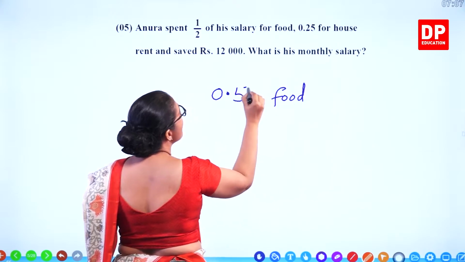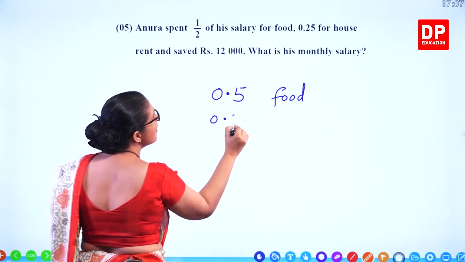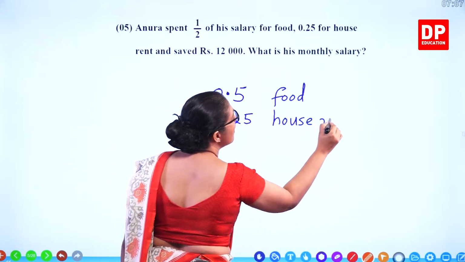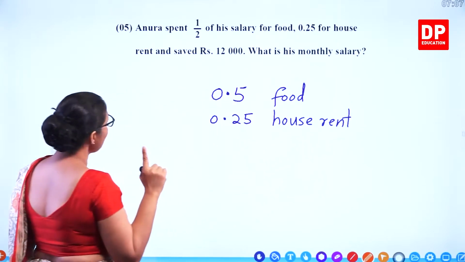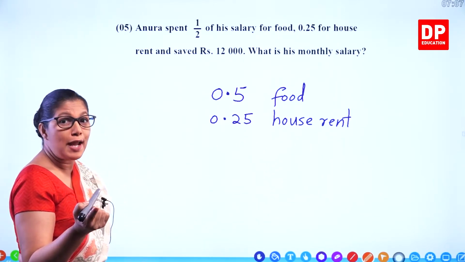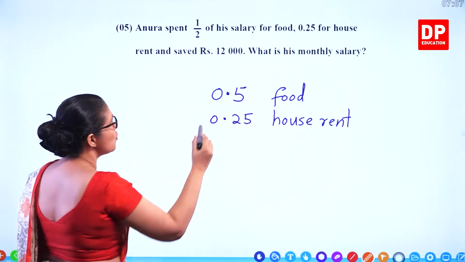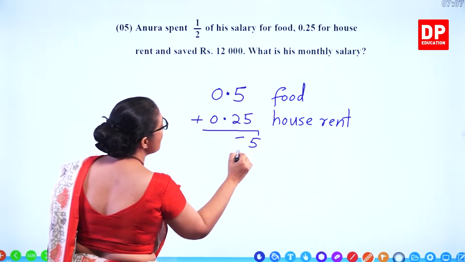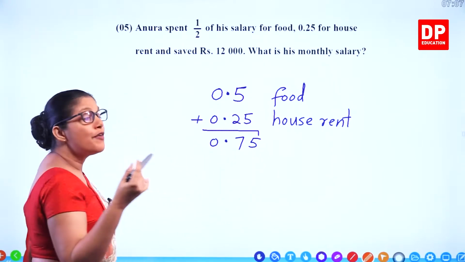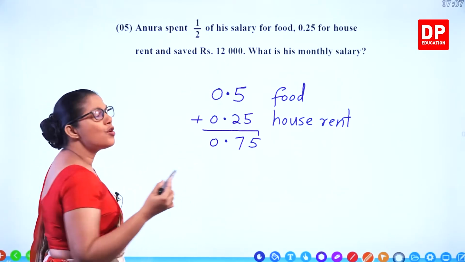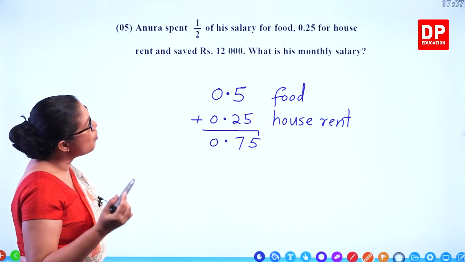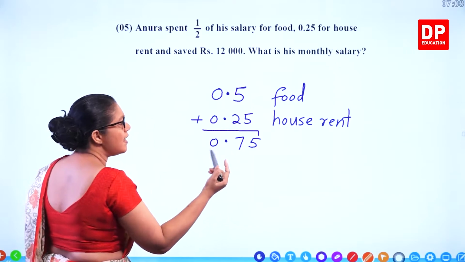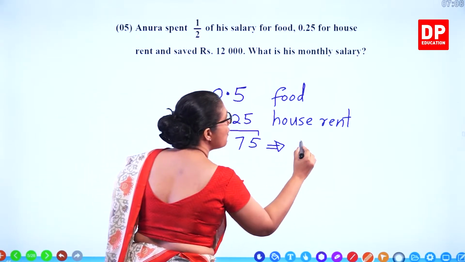Then 0.25 for house rent. Then what's the next one? And saved 12,000 rupees. So that means the remaining amount. So when you add these two, what do you get? So this is 0.75. So the remaining amount is equal to 12,000. That's the saved amount. So what is his monthly salary? So we can say this 0.75 as a fraction. This is 3/4.